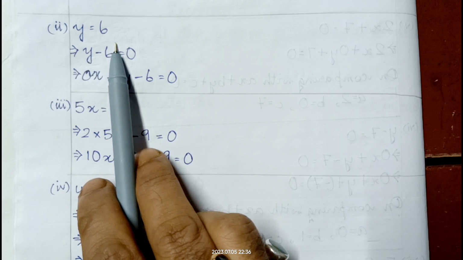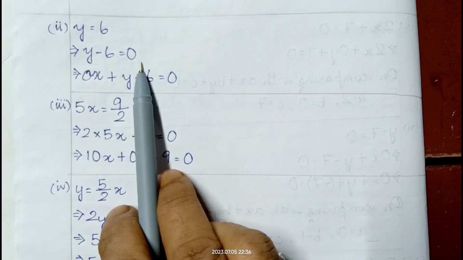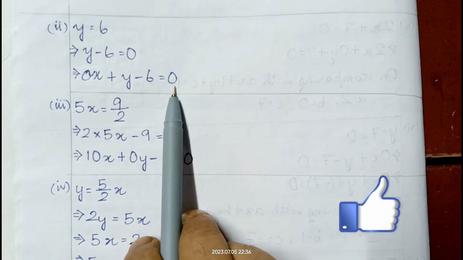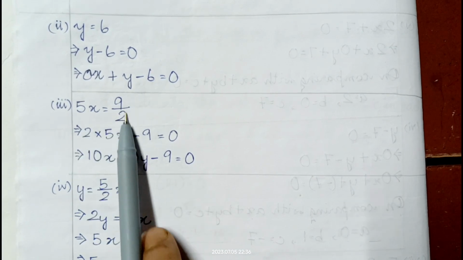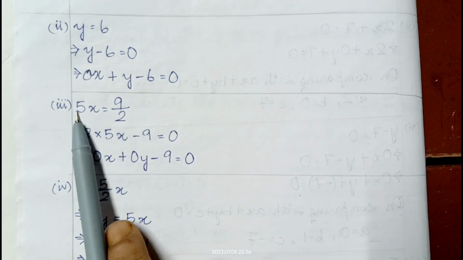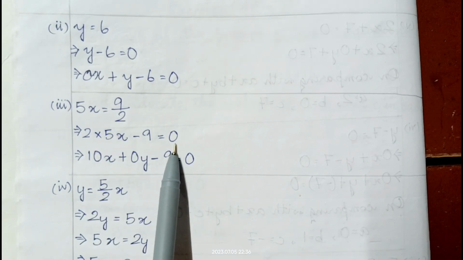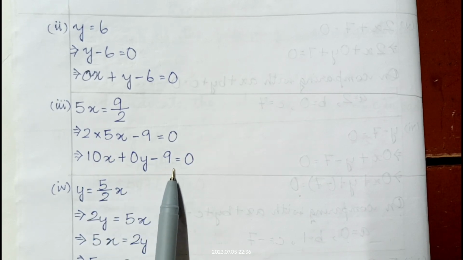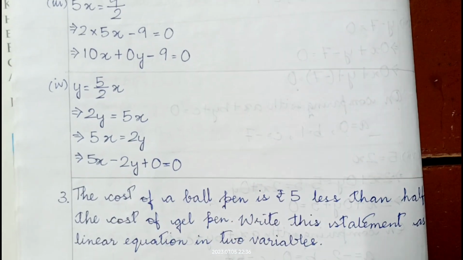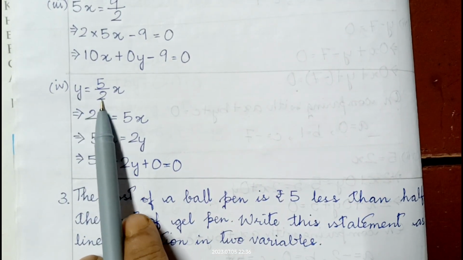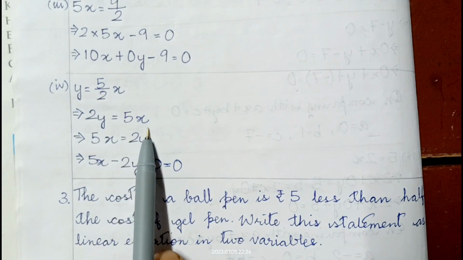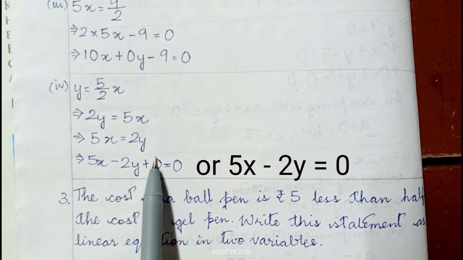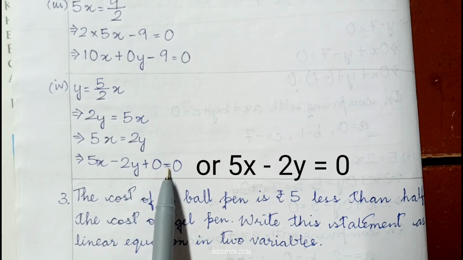Next question is y equal to 6. It can be written as y minus 6 equals to 0. Here the x part is missing, so we can write 0x plus y minus 6 equals to 0. In the third part, it is given 5x equal to 9 by 2. So if I cross multiply by 2, 10x minus 9 equals to 0. Here again the y part is missing, so it will be 10x plus 0y minus 9 equals to 0. And in the last part, it is given y equal to 5 by 2x. If I cross multiply, it will be 2y equal to 5x, which can be written as 5x equal to 2y. Here 5x minus 2y, the c part is missing, so we can write plus 0 equals to 0.